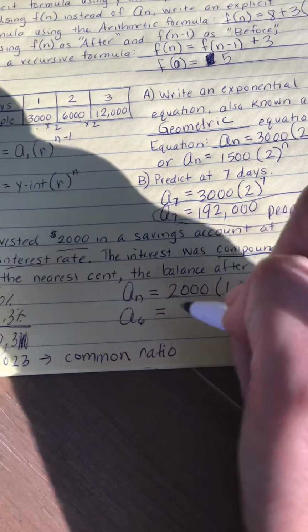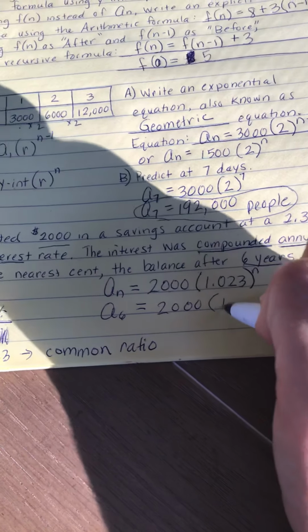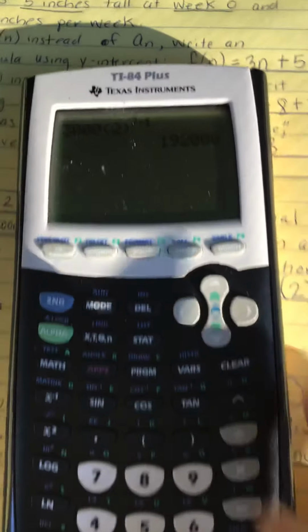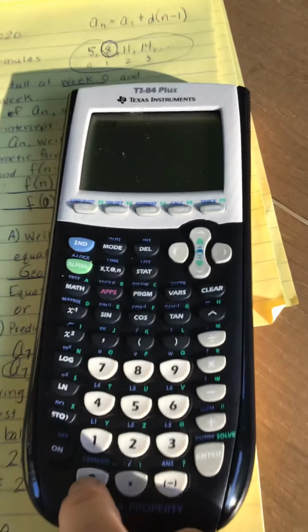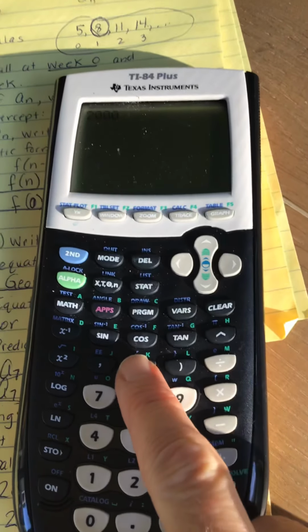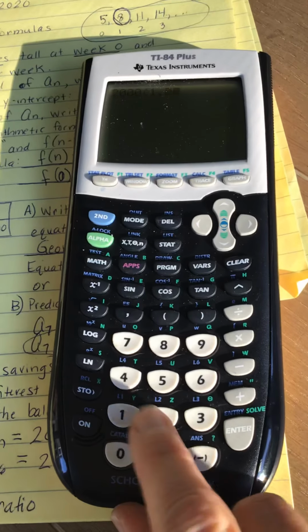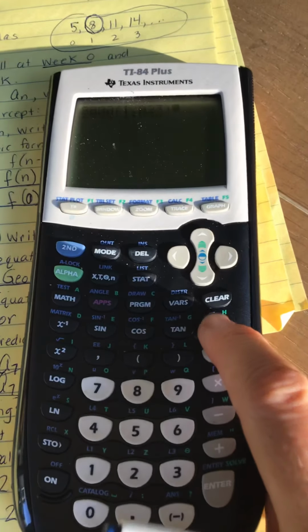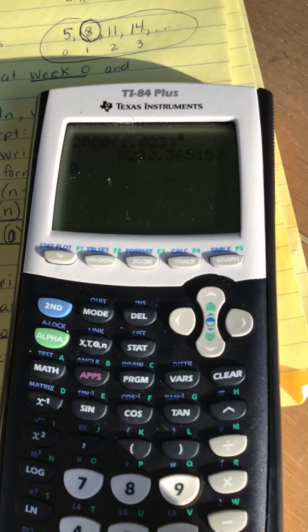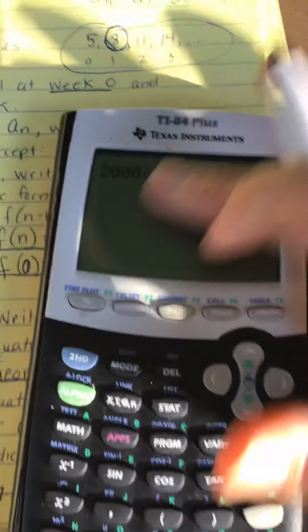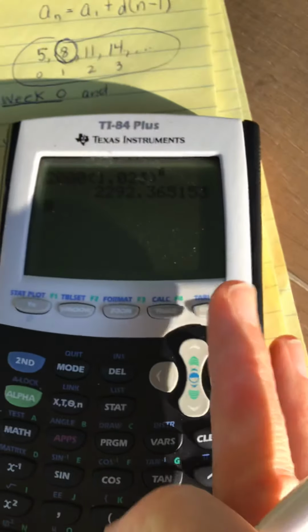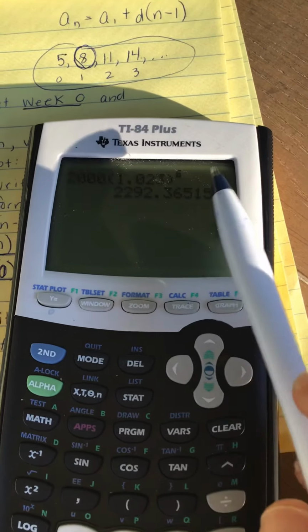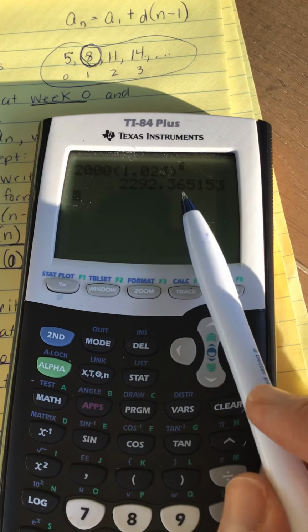So you're back, you do A sub 6 equals 2,000, parentheses 1.023, raised to the 6th power, and we're going to round that to the nearest cent. So clear, 2,000, parentheses 1.023, close it, raise it to the 6th power, enter, and I get, sorry, there's like a glare here, 2,292.3, but you're rounding it to the nearest cent. All right, nearest cent.